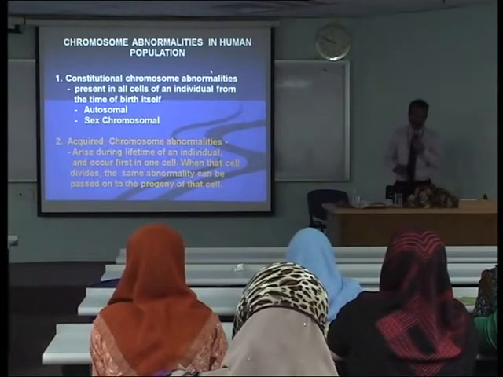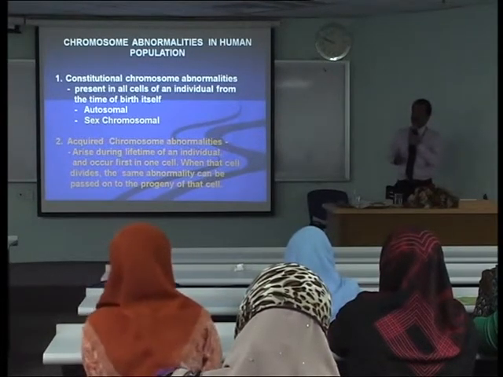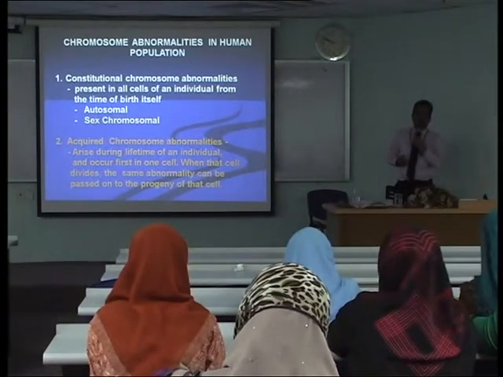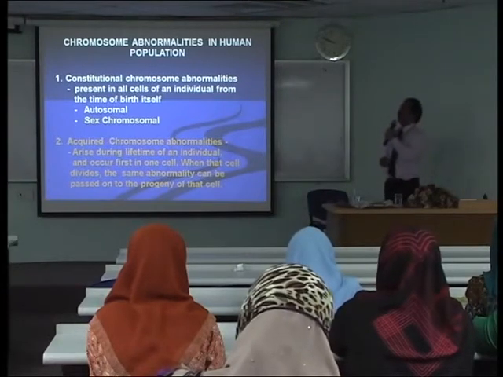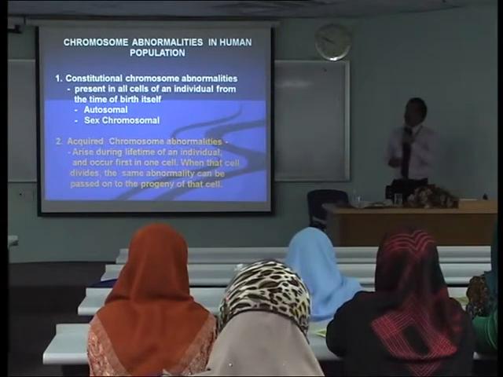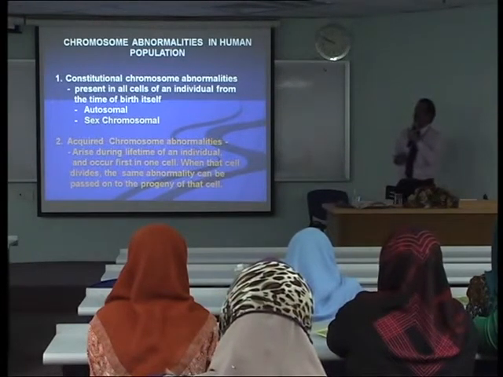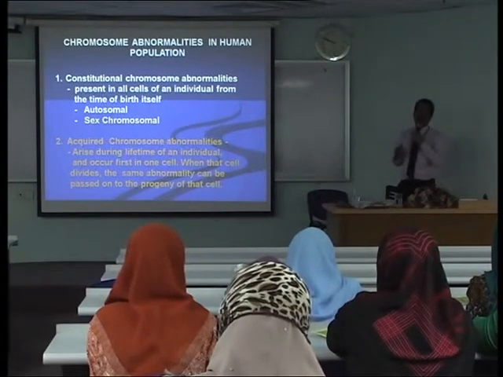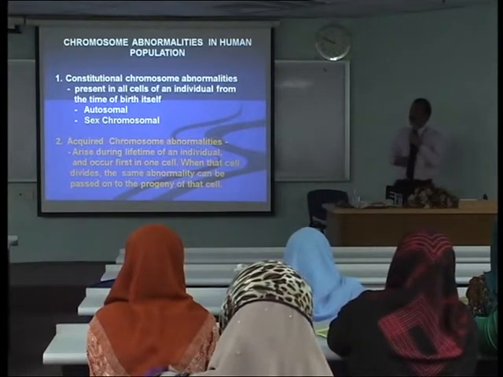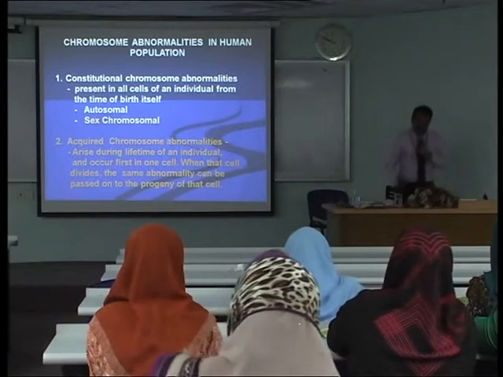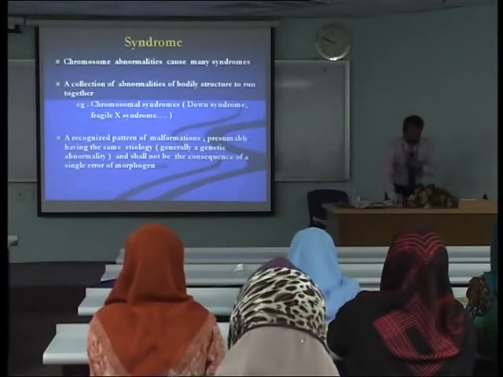Now coming to the chromosome abnormalities that we commonly see in the human population. I have already told you that there are 2 types of chromosome abnormality, that is constitutional chromosome abnormality and then acquired chromosome abnormality. Constitutional chromosome abnormality can be divided into autosomal chromosome abnormality and sex chromosome abnormality. Autosomal means any abnormality related to chromosomes 1 to 22. They are all autosomes. Whereas chromosome abnormality related to the sex chromosomes is called sex chromosome abnormality. I think the time is short, I have to skip.